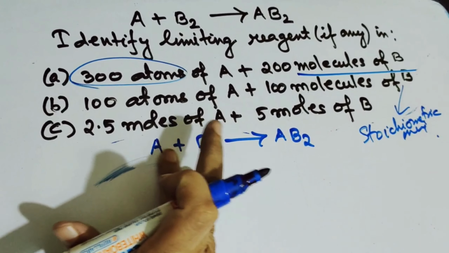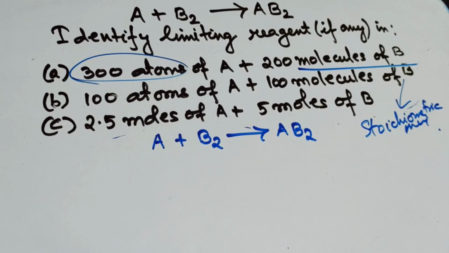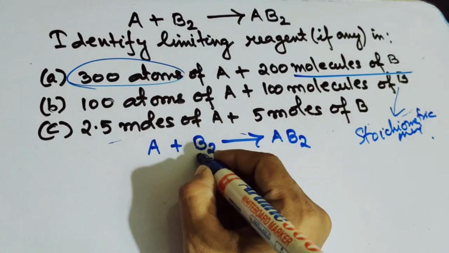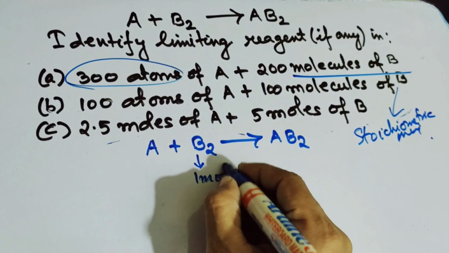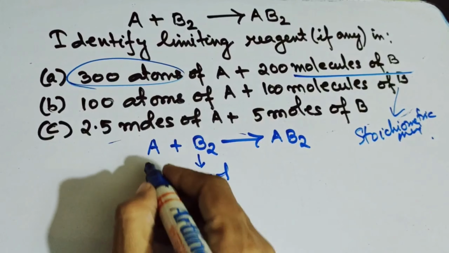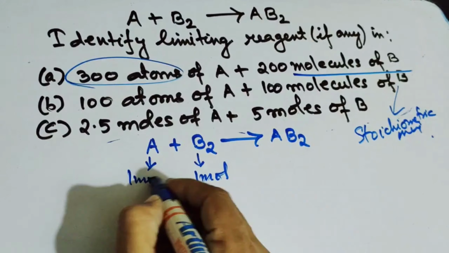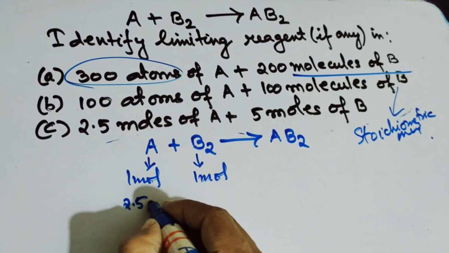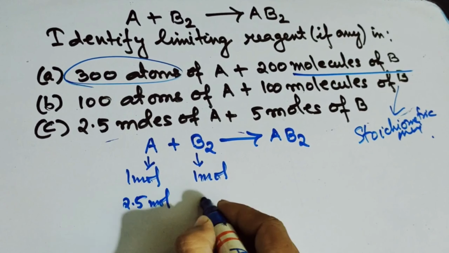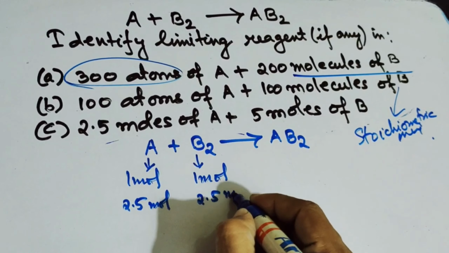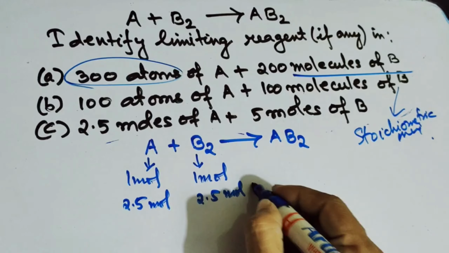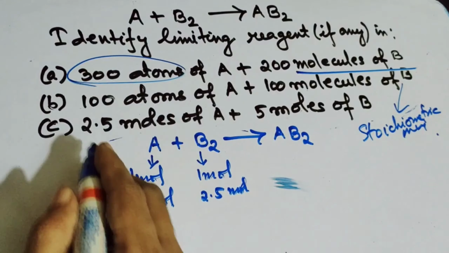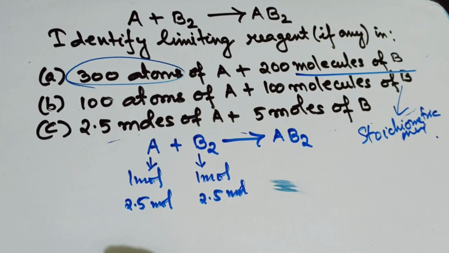The third part, 2.5 moles of A supplied with 5 moles of B. Here we can see that 1 mole of B that is existing as B2 reacts with 1 mole of A. So if 2.5 moles of A is supplied, that will obviously react with 2.5 moles of B. So supplied is 2.5 moles of A and it reacts completely.